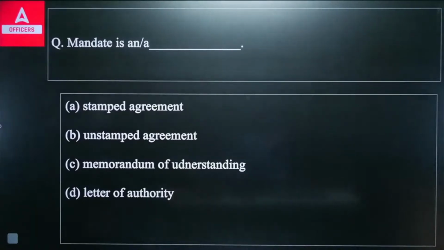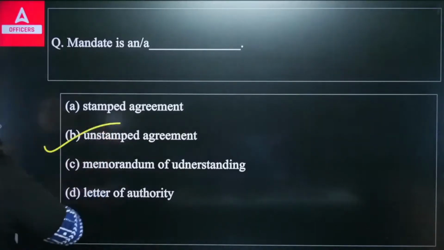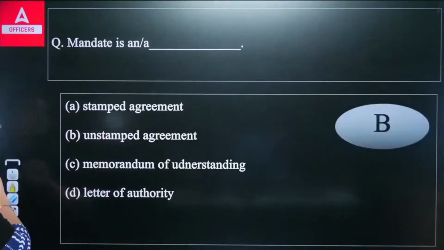Okay, so if I talk about mandate, a mandate simply ceases to be valid on death, insanity, insolvency, or bankruptcy of the account holder. In that situation, the mandate will not work. And what is a mandate? It is an unstamped agreement. So the right answer will be your B option.